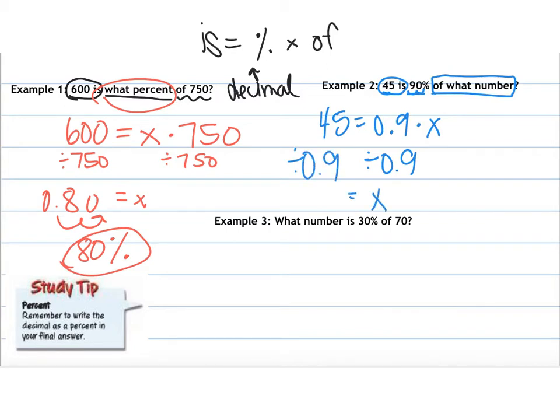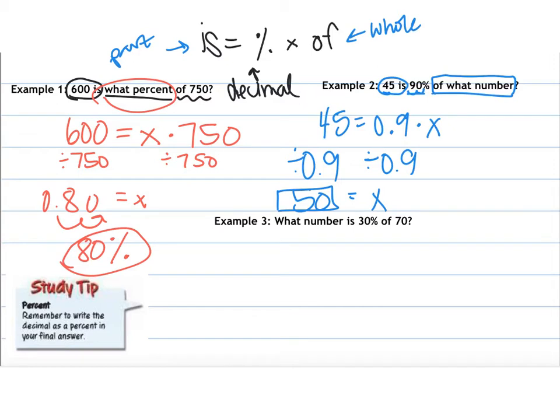So 45 divided by 0.9 is 50, which makes sense because the of goes with our whole. So it would make sense that our answer is more than what we started with, or more than the is, because the is the part. Okay, so 50.